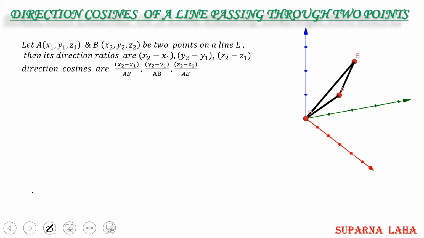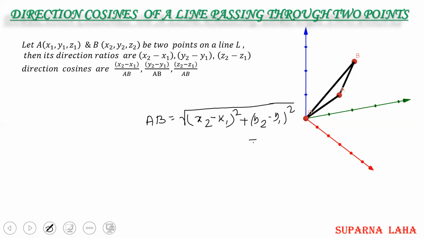Now what is AB? AB is the distance between these 2 points. So AB is equal to root over x2 minus x1 the whole square plus y2 minus y1 the whole square plus z2 minus z1 the whole square. That is the distance between these 2 points A and B. Okay, so this is the direction cosine of this line and this is the direction ratio of the line.